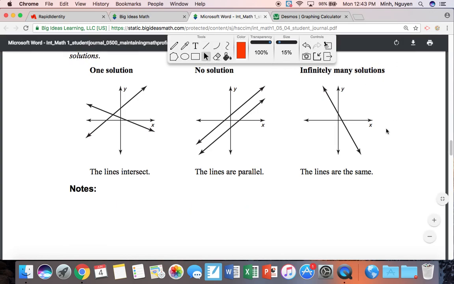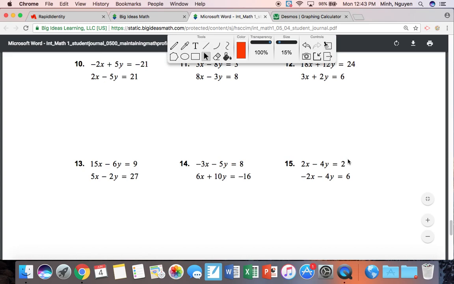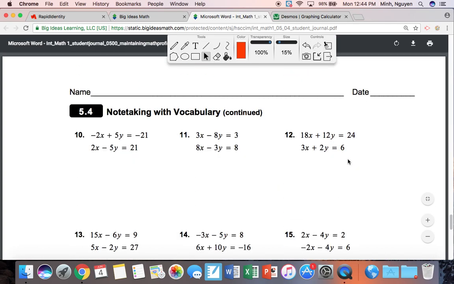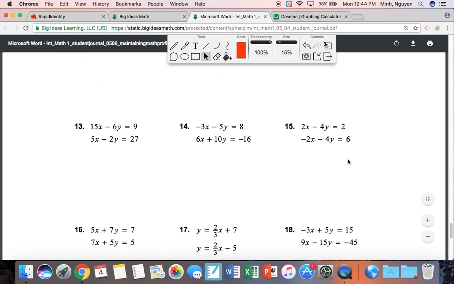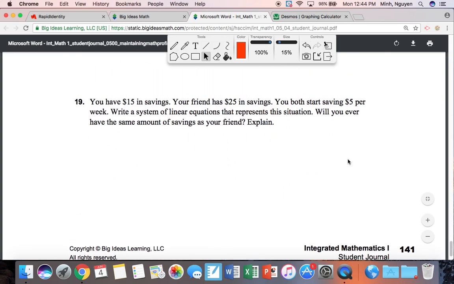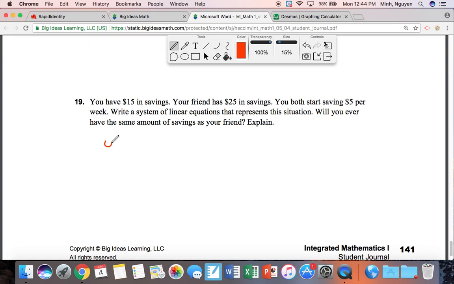I give you your 3 examples. Let's see if there's anything else I need to cover. That's it. Number 19, you have $15 in savings. Your friend has $25 in savings. You have both are savings. So here's you. Here's your friend. You have $15. Your friend has $25. You both start saving $5 per week. So $5 times the number of weeks. After 1 week, you have 20. After 1 week, he has 30.